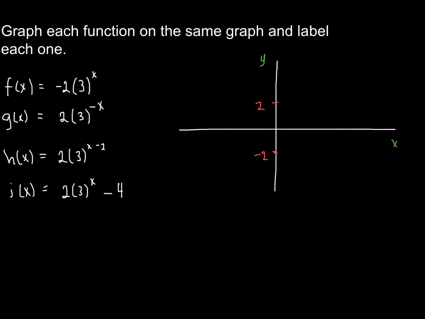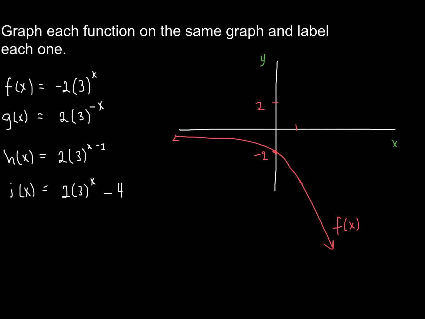And then I can plug in a couple more points, so when x is 1, I have 3 to the 1, which is 3. Negative 2 times 3 is negative 6. And here I am. And now all of a sudden, I have a good idea of what this will look like, okay? And so that would be f of x.